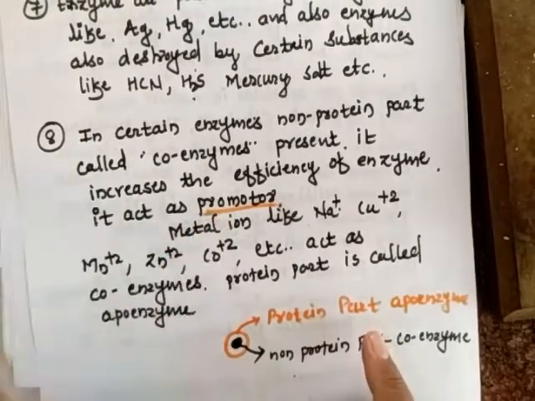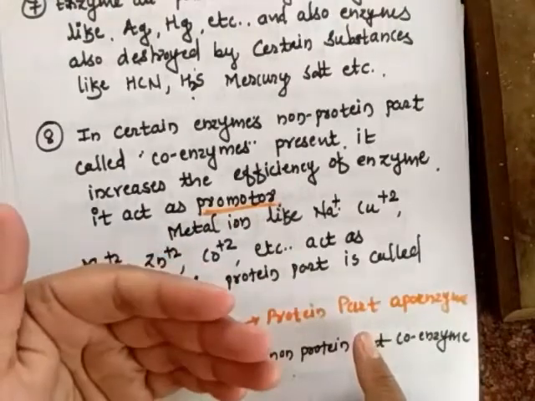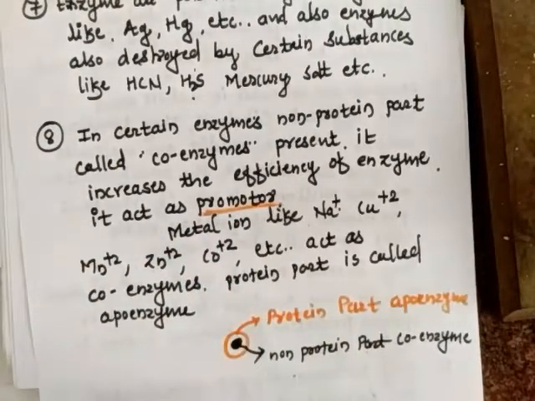Here the non-protein part acts as a promoter. In the next class we will deal with the Michaelis-Menten equation, that is the mechanism or kinetics of enzyme-catalyzed reactions, which is a very important part from the exam point of view. There you will see how the substrate and enzyme form a complex and then product.